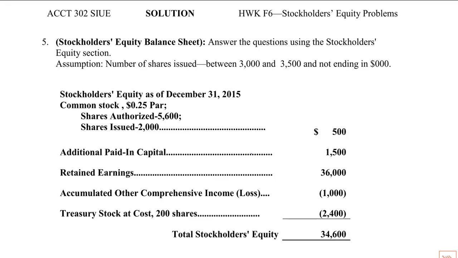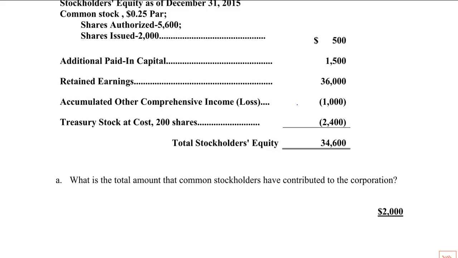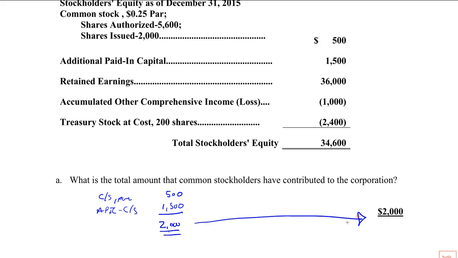All right, here's the solution for number 5 on stockholders' equity homework. So we have this stockholders' equity section, and this is all about being able to interpret it. What is the total amount that common stockholders have contributed? What you have to do is take the common stock par and additional paid-in capital common stock. So here we have 500 in the par value account, 1500 in the additional paid-in capital, 2000. If this were a no par stock, you would just need the common stock par.